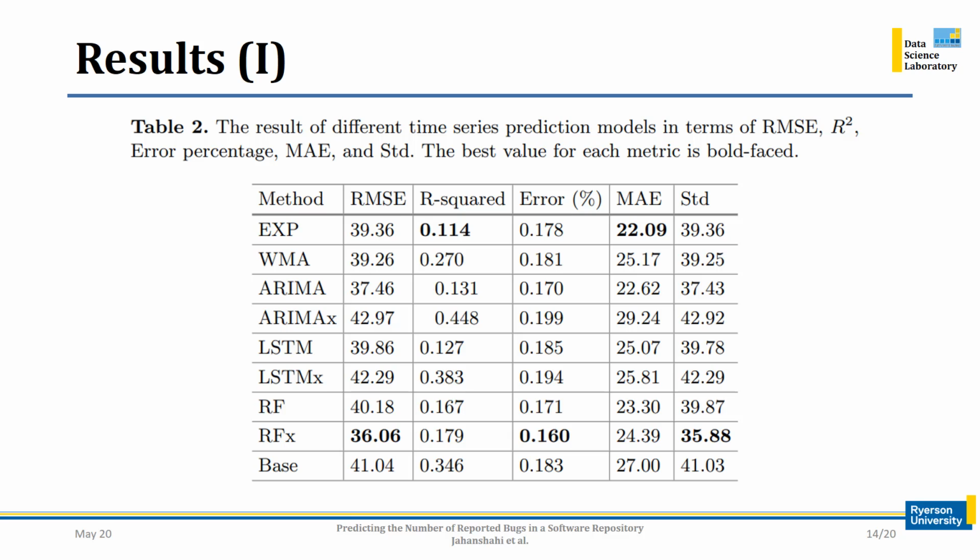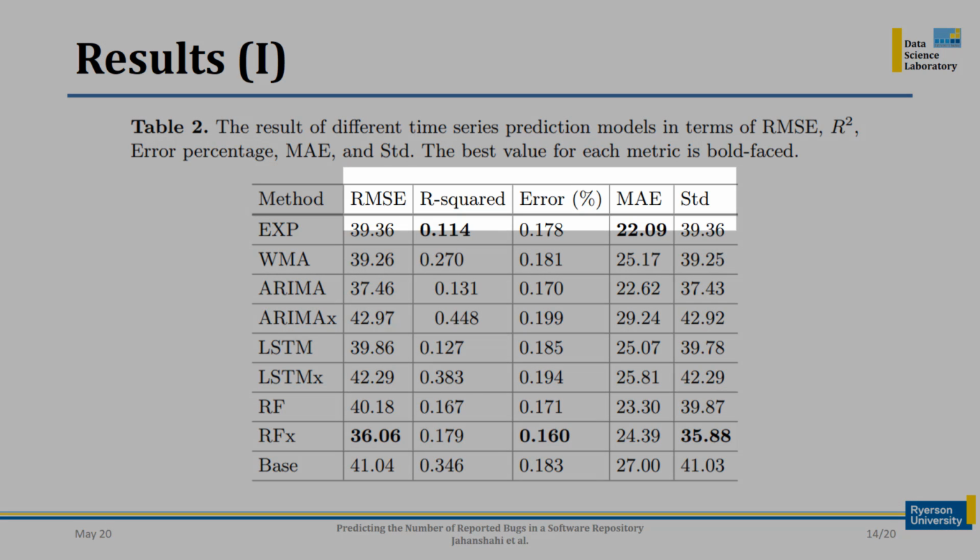After designing the experiment, we have to define some performance metrics. Here we use RMSE, or root mean square error, R squared, the second one, error percentage, which is the percentage of the error in the output that we have predicted, and also median absolute error, or MAE, and a standard error deviation, STD in our case.